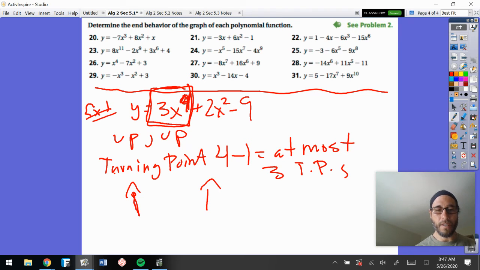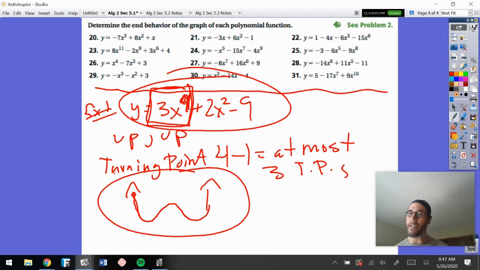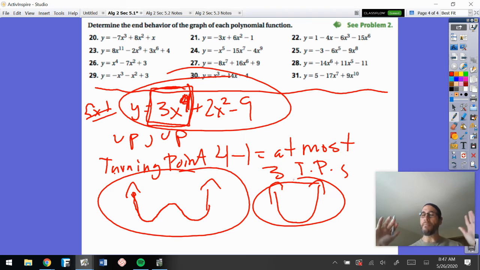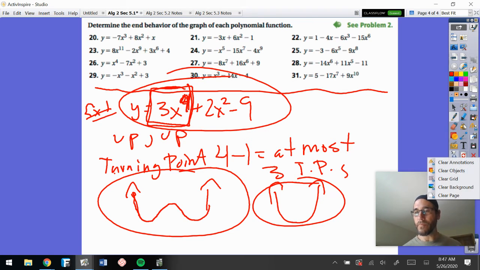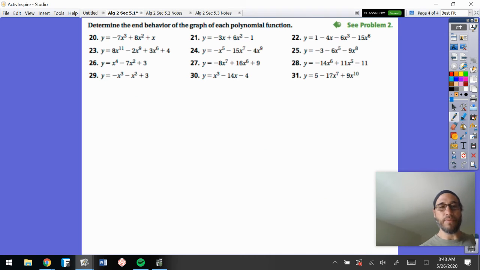Let's just draw something. Ichi, ni, san. There you go. That is what that particular graph could look like. It has at most 3. That means it could have 3, or it could actually have 1 turning point. So it could look like that also. But both end behaviors have to go up. Now, I'm sure I confused a lot of you. So that's the power of examples.